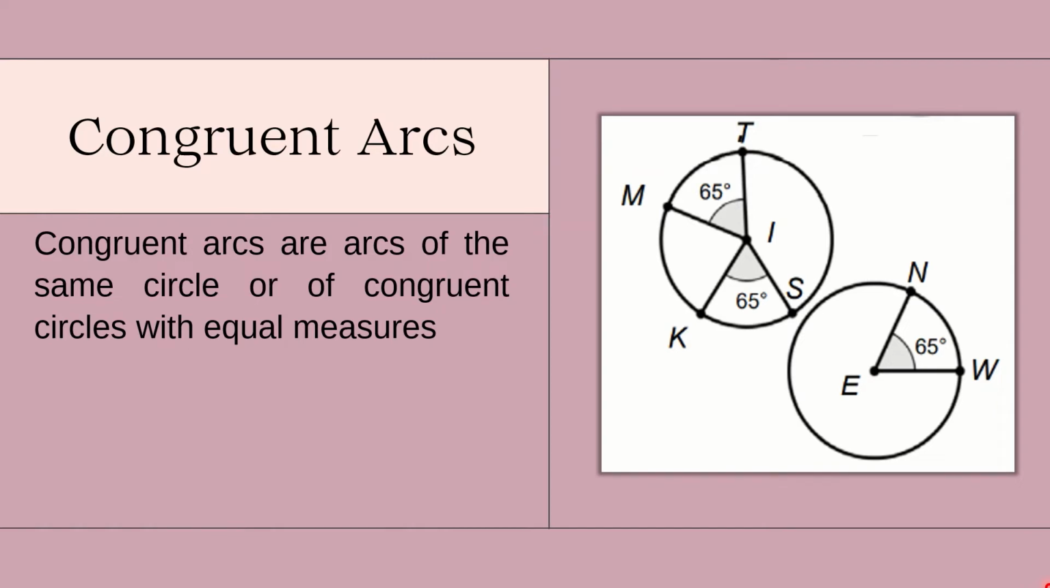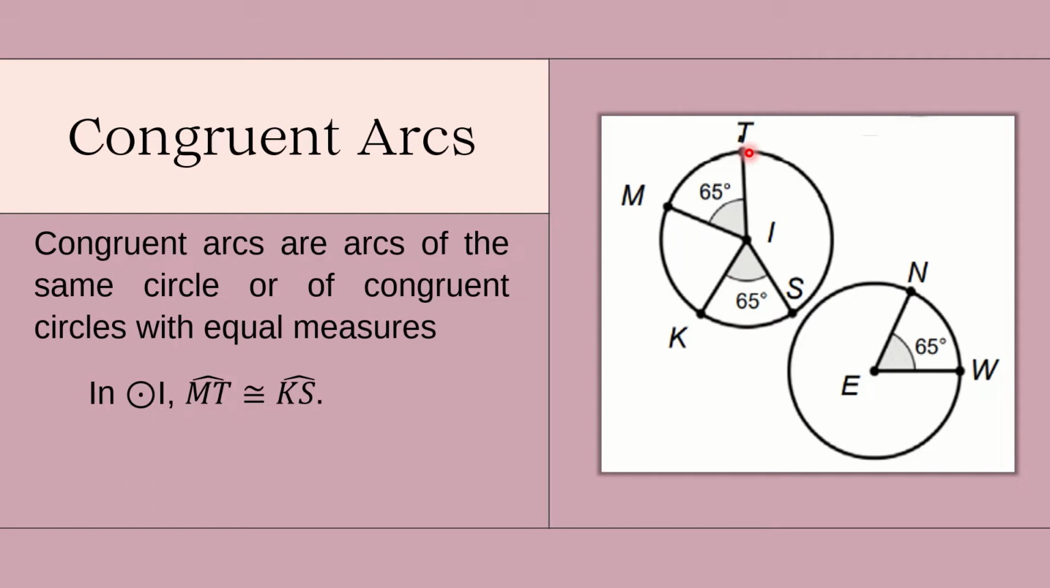Next, let's have congruent arcs. Congruent arcs are arcs of the same circle or of congruent circles with equal measures. So let's have this example. In circle I, arc MT is congruent to arc KS. So sa napag-aralan natin last time, that the degree measure of the arc is equal to the degree measure of the central angle that intercepts it. So since arc KS is the intercepted arc of angle KIS, and angle KIS is 65 degrees, so arc KS is also 65 degrees.